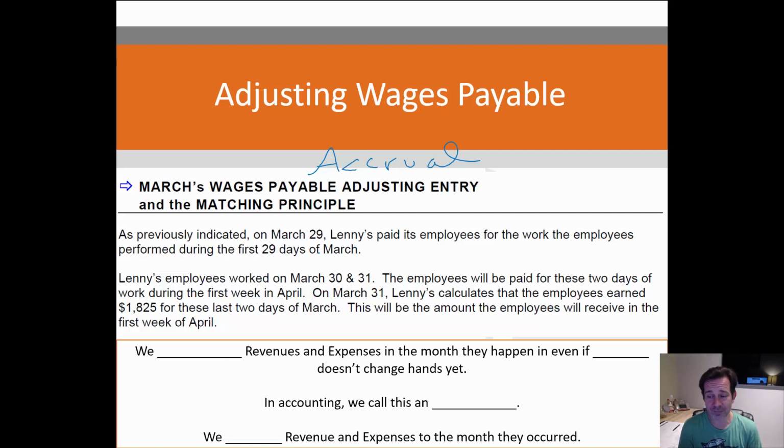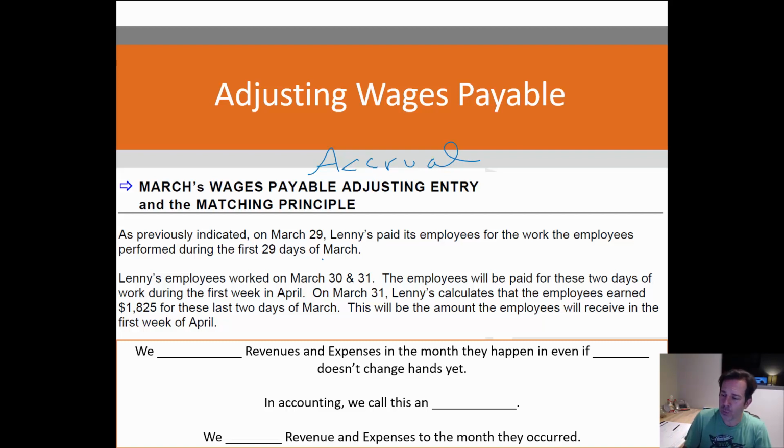As previously indicated, on March 29, Lenny's paid its employees for the work performed during the first 29 days of the month. But, and it's a big but, Lenny's employees worked on the final 2 days of the month. Those final 2 days have to be counted in the month of March, right? We're all about matching up stuff that happened to the month that it happened in. That way we can accurately reflect profit for that month.